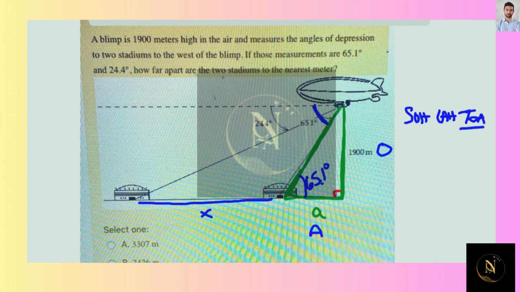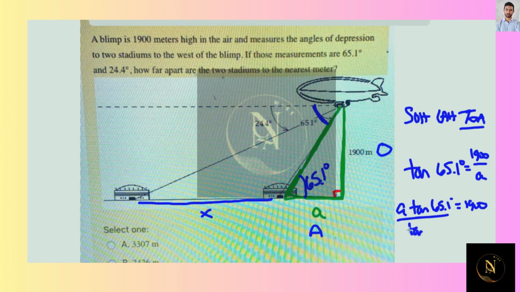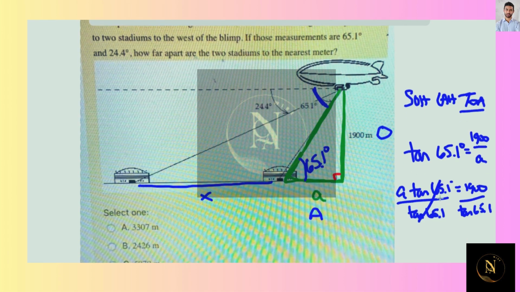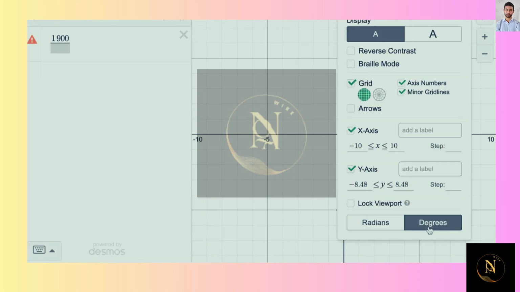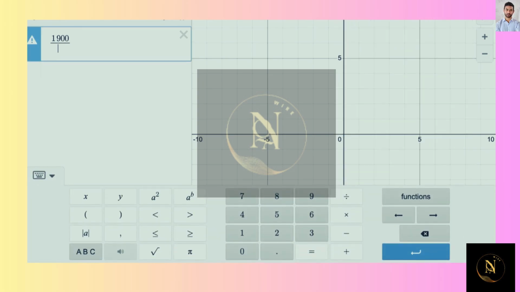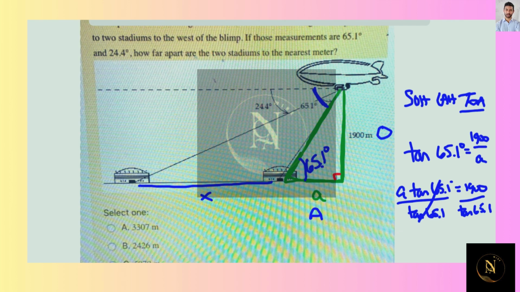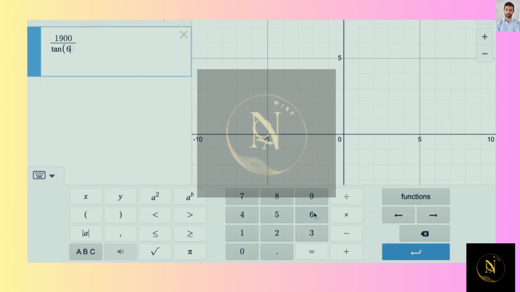So we would use tangent and say something like the tangent of 65.1 degrees is equal to the opposite, 1900, over the adjacent, A. Multiply both sides by A, divide by the tangent of 65.1. A equals 1900 divided by the tangent of 65.1. Make sure your calculator is in degree mode. 1900 divided by tangent of 65.1. We get 881.95.